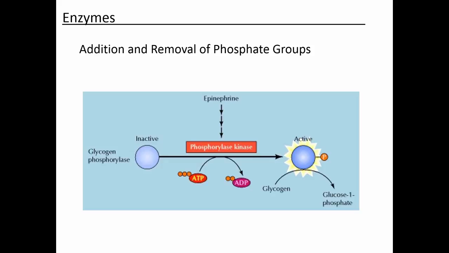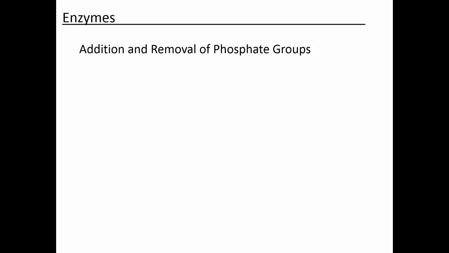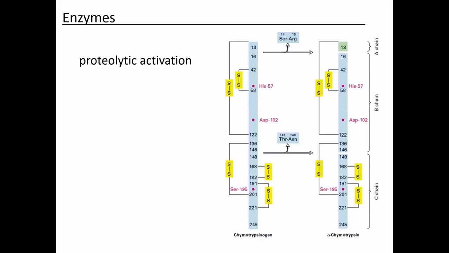Okay. So then the last way that we're going to talk about in terms of regulating enzyme activity is called proteolytic activation. In contrast to the first two forms that we talked about, proteolytic activation is not reversible. And it only involves turning the enzyme on. So proteolytic activation involves obviously activating the enzyme.